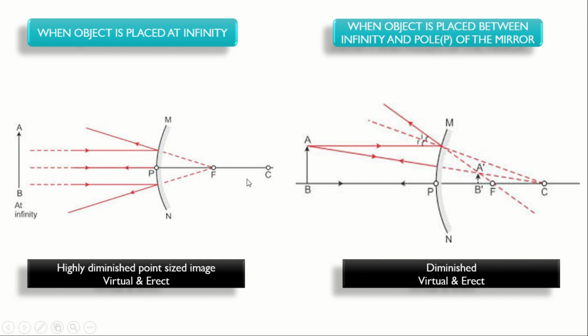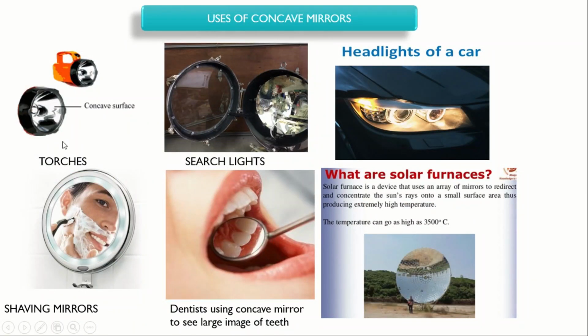Hope you understood this. Next is the uses of concave mirror. Concave mirrors are commonly used in torches. The surface of the mirror is made of concave mirror. Next is in searchlights. The surface of the searchlights is also made of concave mirror. Next, the vehicle headlights, to get a powerful parallel beam of light. The vehicle headlights are usually made of concave mirrors.